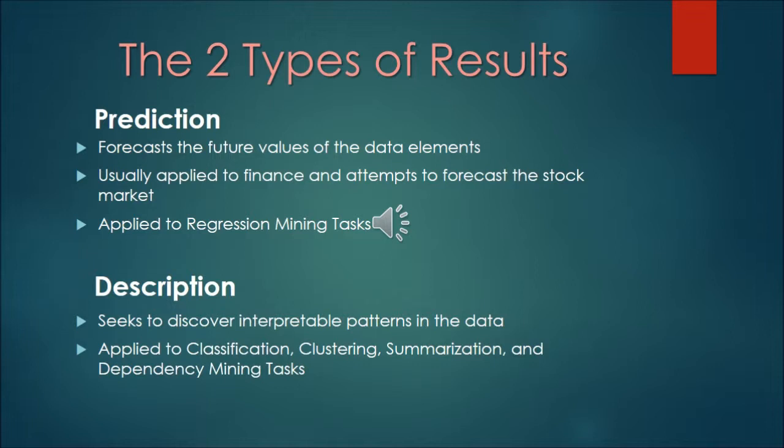There are 2 types of results from data mining: predictions and descriptions. Predictions forecast the future values of your data elements, and they are usually applied to attempt to see the future financial losses or gains for a company. These questions are applied to regression mining tasks. Description results come from questions that try to discover interpretable patterns in data and are applied to classification, clustering, summarization, and dependency mining tasks.